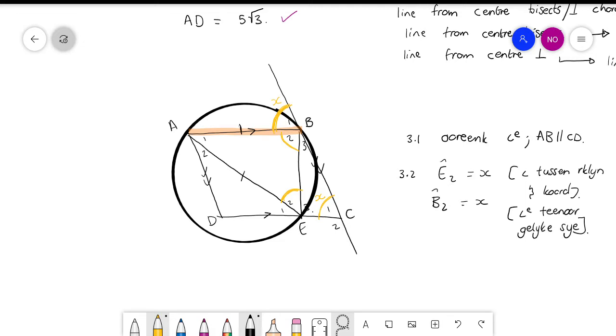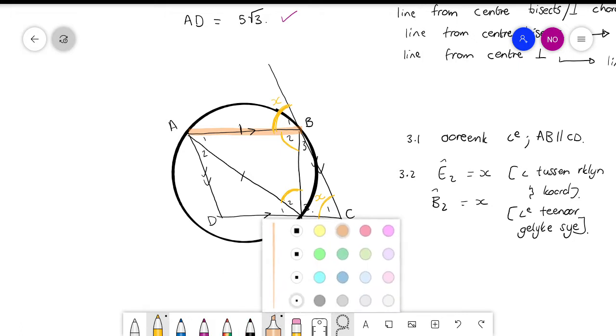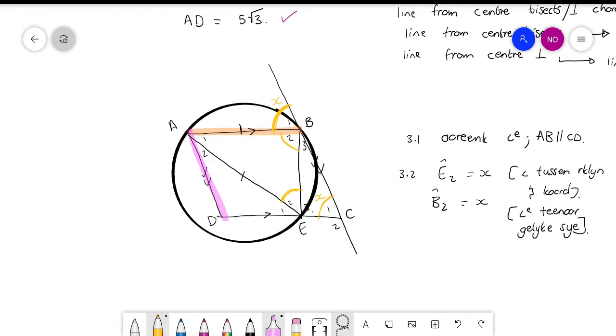Okay, who can see another one? If we look at this one, anyone? Remember, this is a parallelogram. En die teenoorstaande hoeke van 'n parallelogram is ewe groot. Do you guys remember that? So this complete angle A, which I would prefer you write DAB, is also equal to x, opposite angles of a parallelogram.